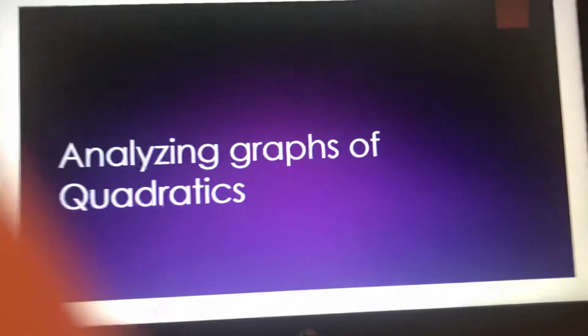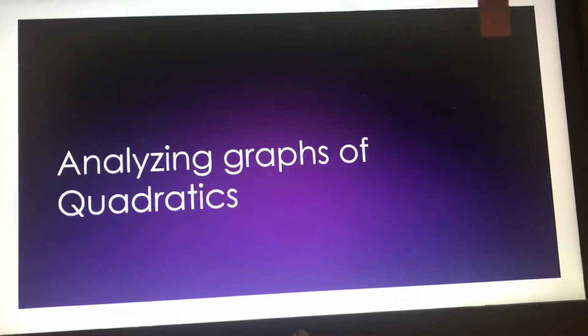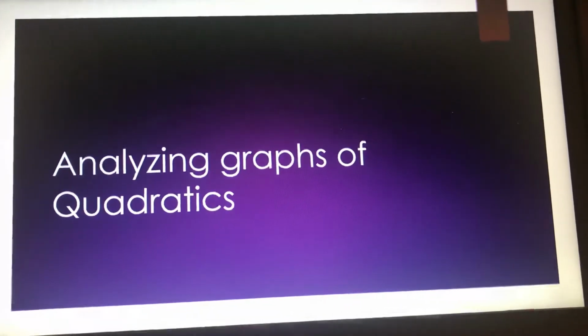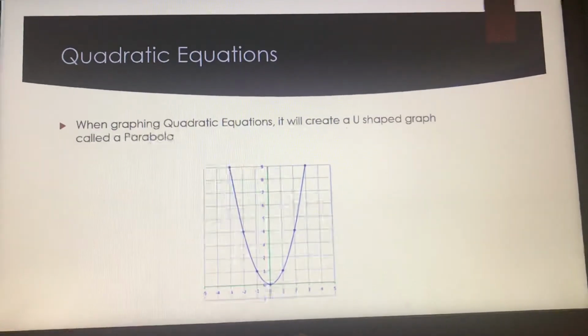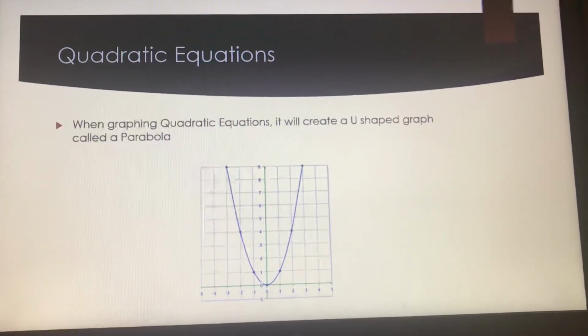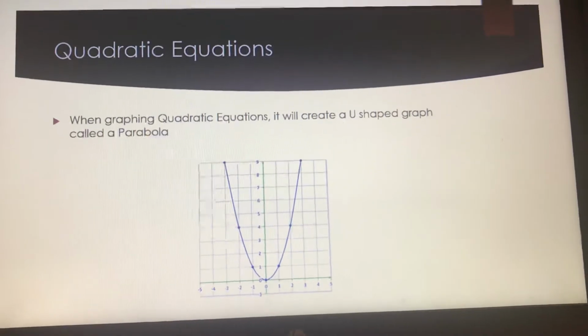Welcome to Module 3. This week we'll be talking about analyzing the graphs of quadratics. Okay, a quadratic equation will create a U-shaped graph. This U-shape is called a parabola. The parabola can go up or it can be pointing down.